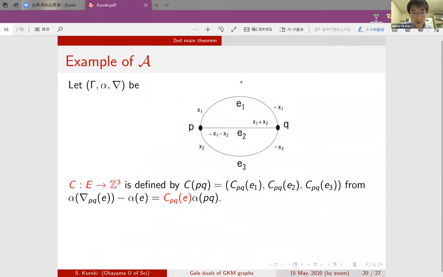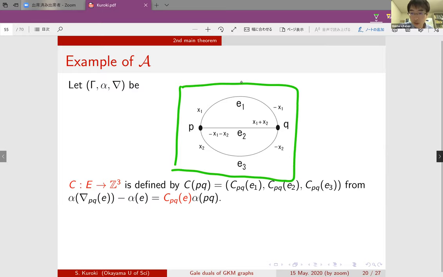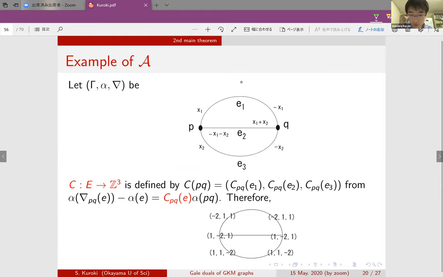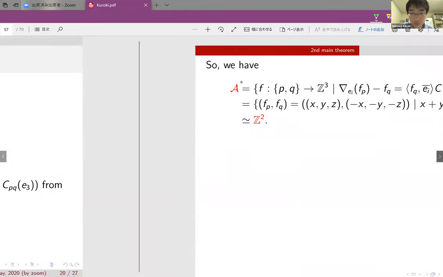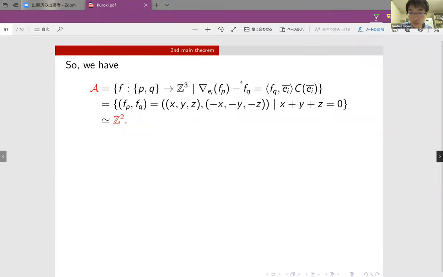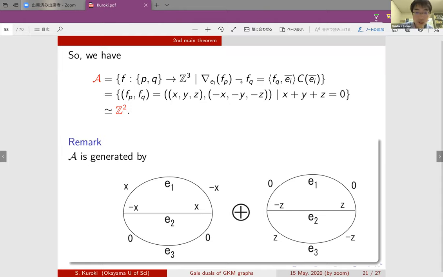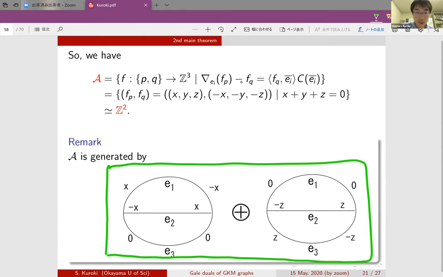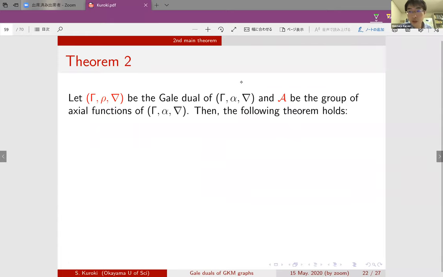So this is a concrete computation of the group of axial functions. I computed the group of axial functions for this case. Time is not enough, so I will skip this part. The group of axial functions in the previous case is generated by this one, and this is isomorphic to Z^2. So I have 1 minute. The final main theorem is the following.